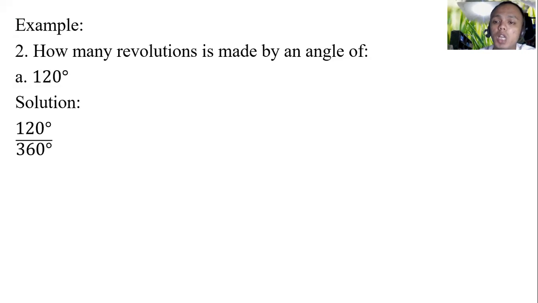We divide 120 degrees by 360 degrees. We cannot divide it immediately because 120 is not divisible by 360. Then what should we do here? Get the lowest term. What is the lowest term of 120 over 360? We have 1 over 3. How did it become 1/3? What is their common factor? 120. 120 divided by 120 is 1, and 360 divided by 120 is 3.